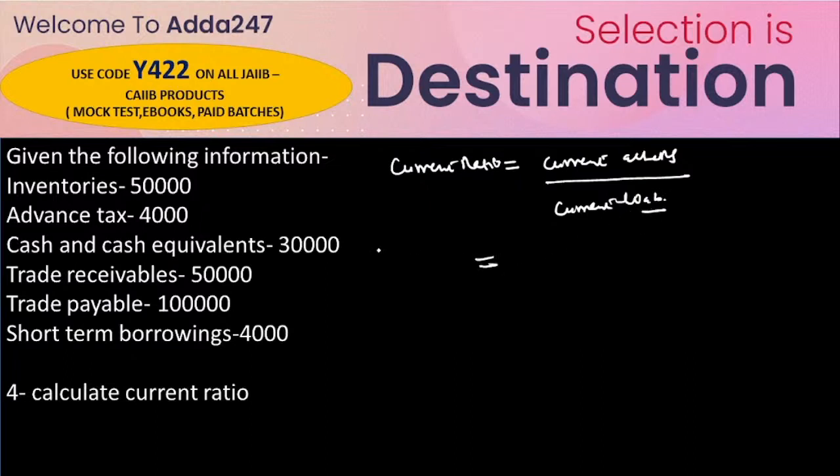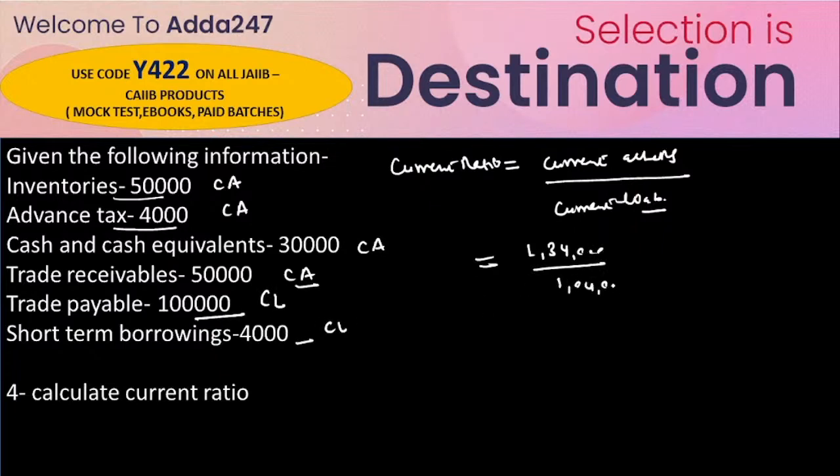Okay, so here current assets, like we found in the previous question: inventories are current assets, advance tax is a current asset, cash is a current asset, trade receivables are current assets. So just sum all these up, and this would be 1,34,000 rupees, and current liabilities are 1,04,000. Now just solve this and you will find the answer. This would be 67 is to 52, or say 1.29 is to 1. So this would be the answer for this question.